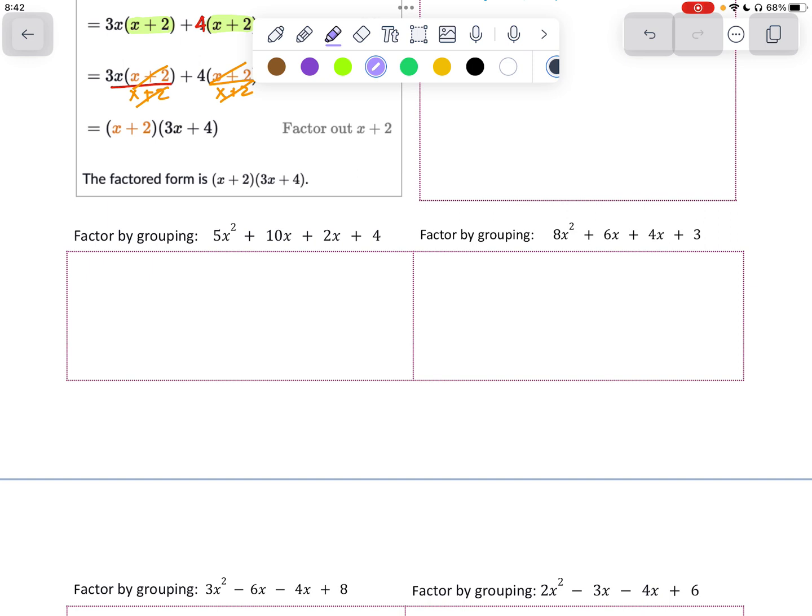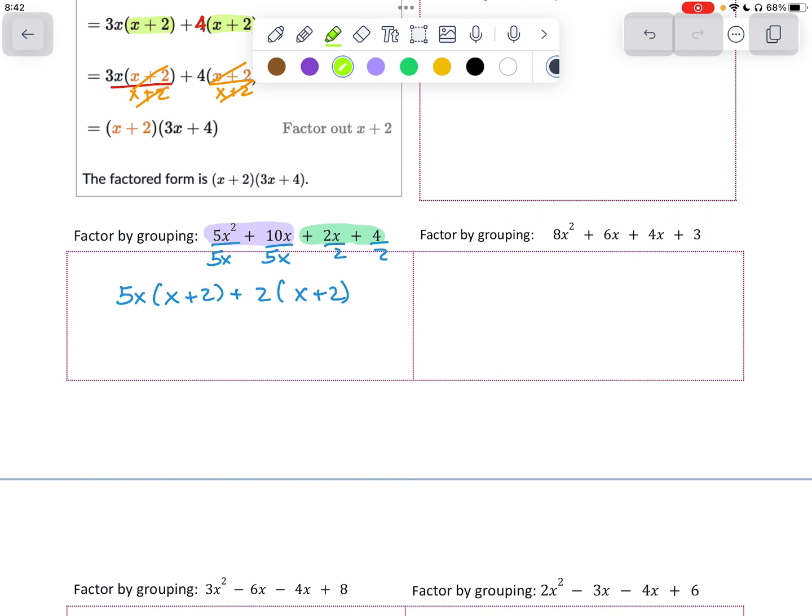All right, so hopefully you've practiced these on your own. We're going to group the first two together, the second two together. These two terms have in common a 5x. So I'm going to factor out the 5x, and that leaves me with x plus 2. These two terms have in common a 2. Factor out that 2, and it leaves me with x plus 2.